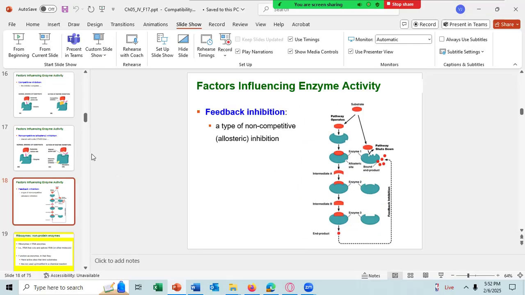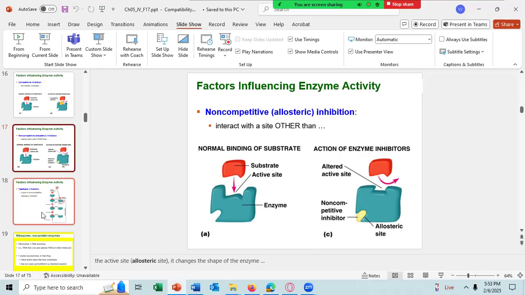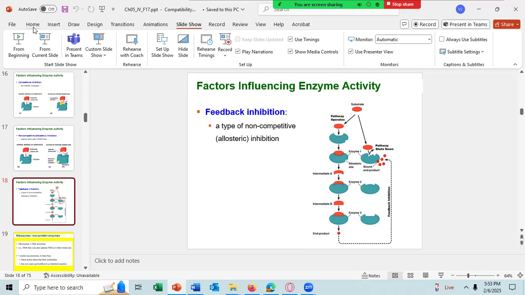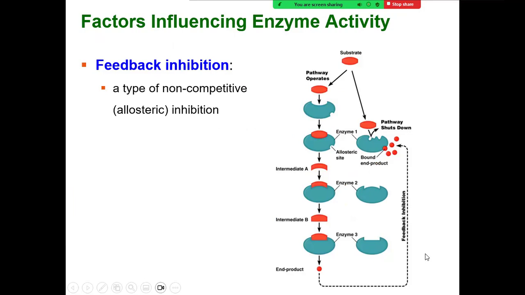Did I move one too far? No, that's right. And then intermediate B can combine with enzyme 3 to make the end product of the chemical reaction. So this part is no normal chemical reaction. What's different is they have this end product, which can now bind to usually enzyme 1, an enzyme very high in the metabolic process.